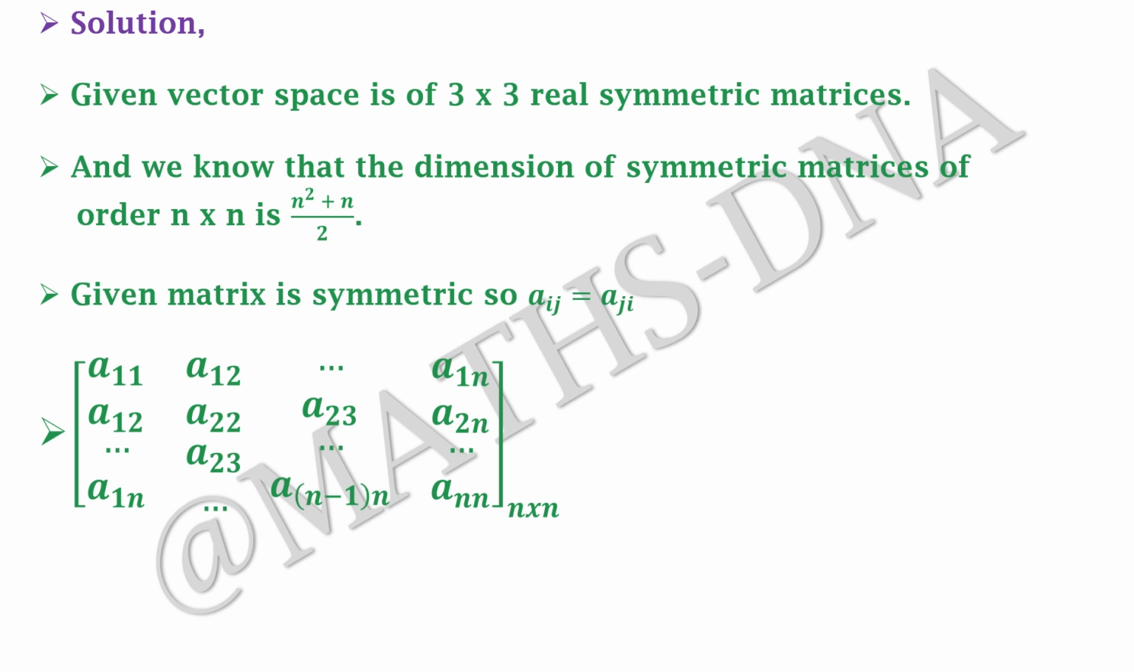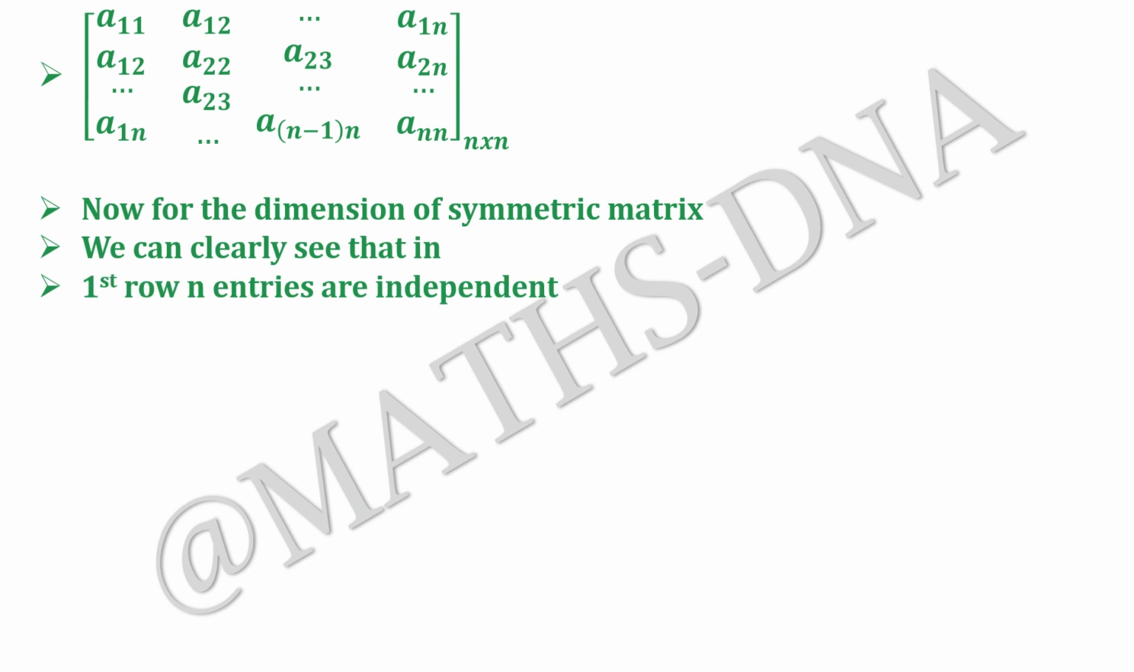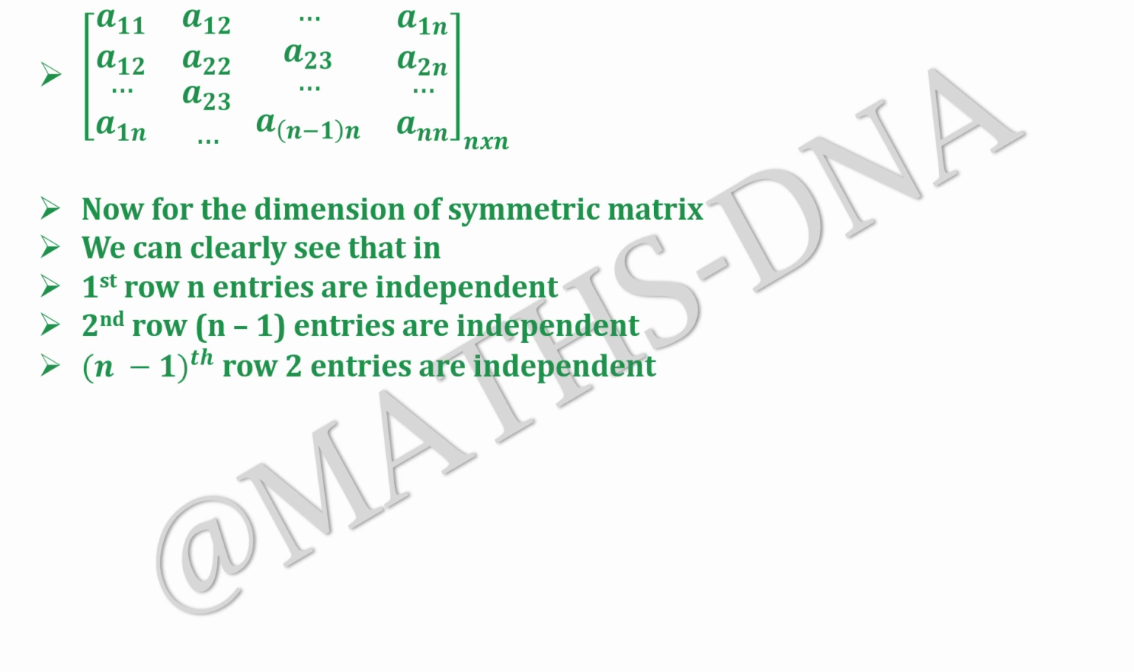Solving this, we get that the first row has n entries that are independent, A11, A12 up to A1n. In the second row, there are n minus 1 entries which are independent. And in the (n minus 1)th row, there are only 2 entries that are independent. And in the last row, that is the nth row, only 1 entry is independent.